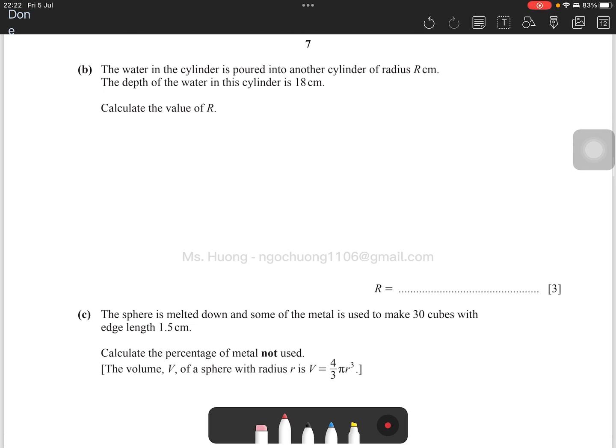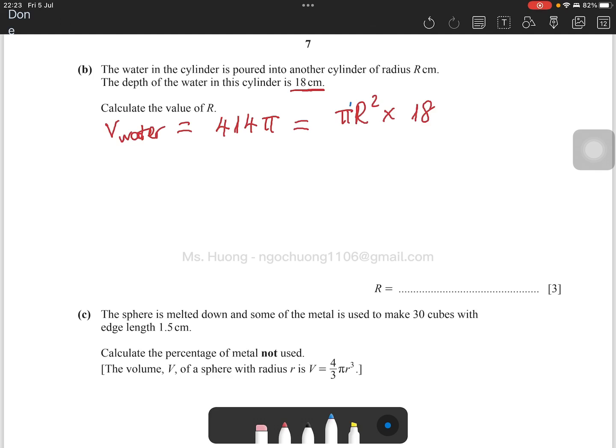B. The water in the cylinder is poured into another cylinder of radius r centimeters. From question A, you remember that the volume of water is equal to 414 pi. And now, this one is poured into a cylinder, and the volume of the cylinder is pi r squared times height. The height in this case is 18 centimeters.